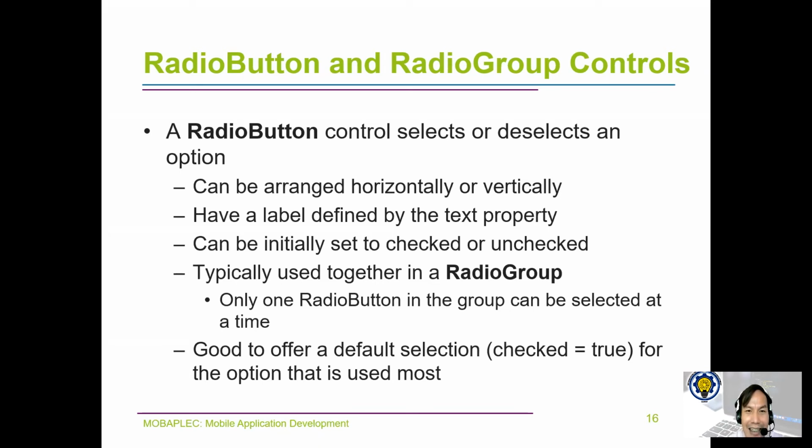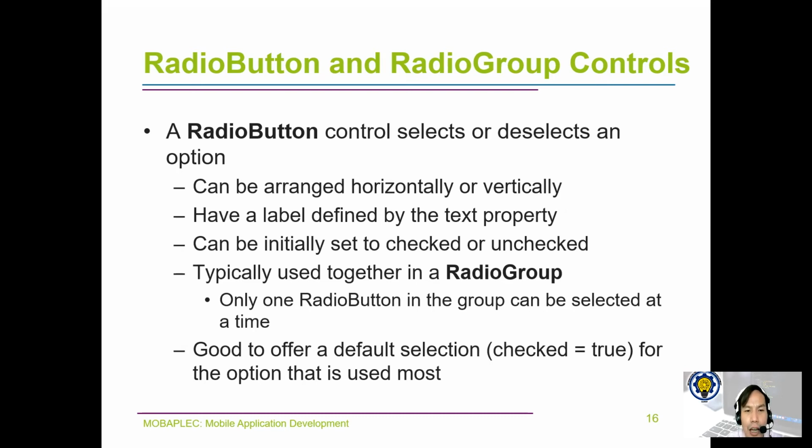Okay, and take note, it can be arranged horizontally or vertically, depending on the size, and it also has a label to control the property. So for example, the radio button, of course, the name is the gender. So we have male and female. So you could control that. Okay, you could uncheck that.